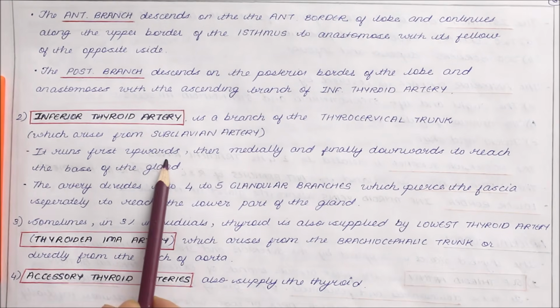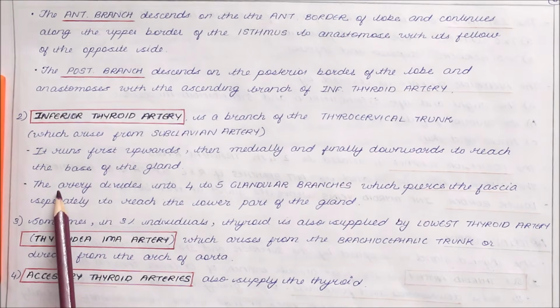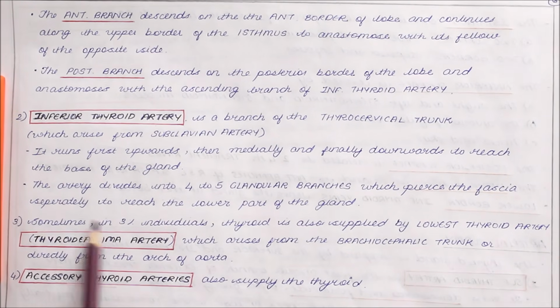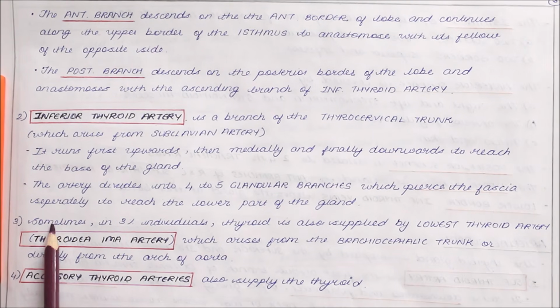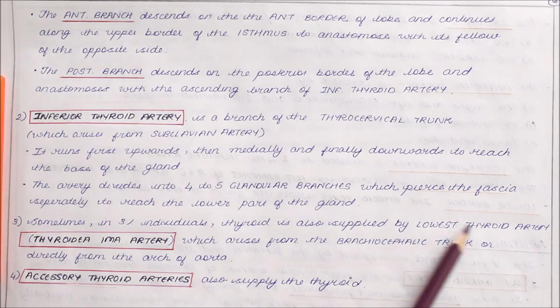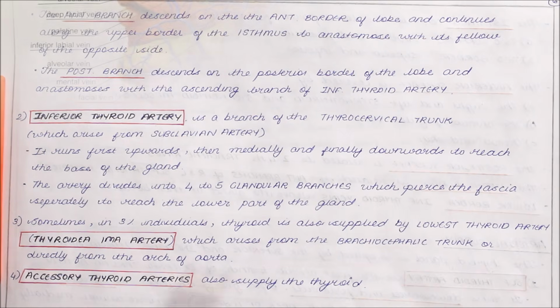It runs first upwards, then medially and finally downwards to reach the base of the gland. The artery divides into 4 to 5 glandular branches which pierce the fascia separately to reach the lower part of the gland. Now, 2 extra points are that sometimes in 3% individuals, thyroid is also supplied by the lowest thyroid artery, that is thyroidea ima artery, which arises from the brachiocephalic trunk or directly from the arch of the aorta. And finally, the accessory thyroid arteries also supply the thyroid gland.